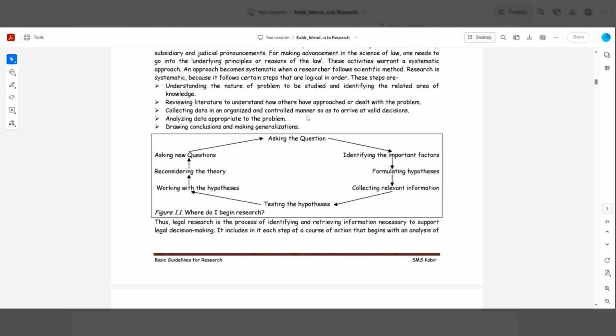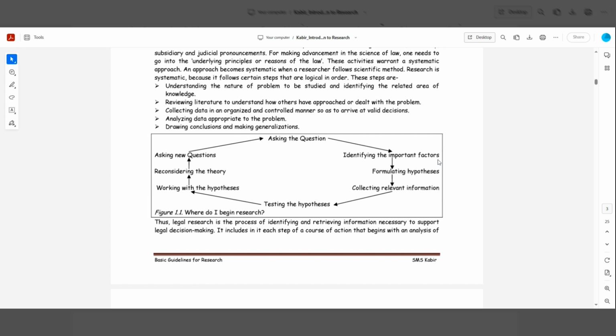So, asking questions, then identifying the important factors. Because let's use the example of studying disinformation. You're going to want to identify the important factors. Studying disinformation is a huge topic. So, what part of disinformation are you going to research? And then formulating a thesis or hypothesis.